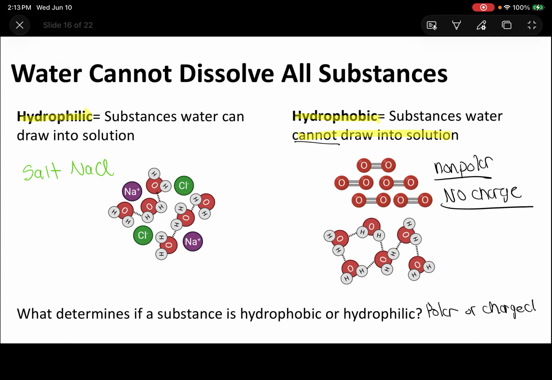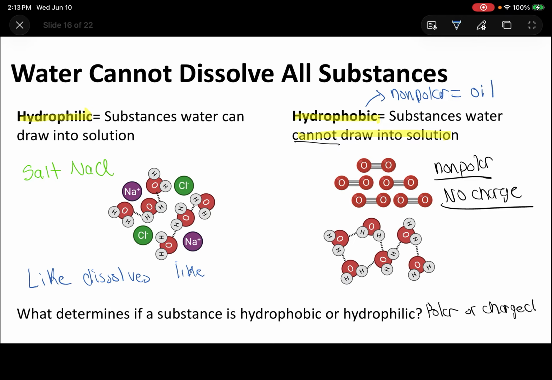Water, because it is itself charged and polar, can dissolve other polar and charged things. One term I always come back to is like dissolves like. So polar substances are much more easily dissolved in other polar substances. Nonpolar substances dissolve in other nonpolar substances. A very common example of a hydrophobic nonpolar substance is oil.